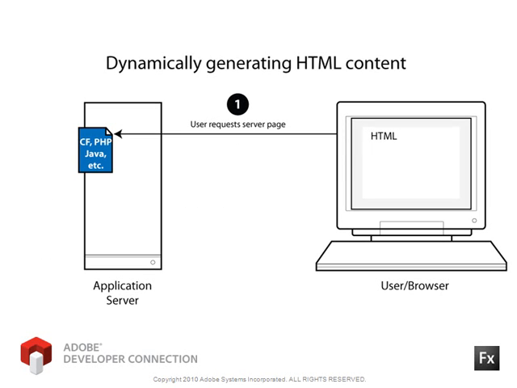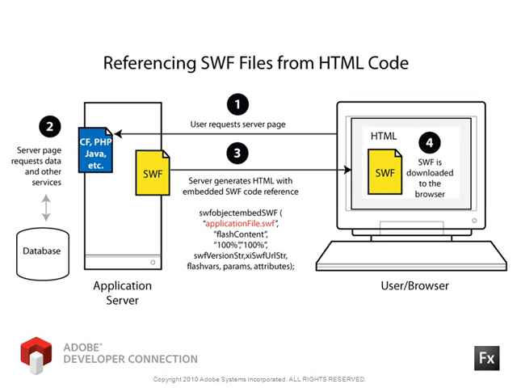The first two steps in the process are the same. The user requests a server page, which in turn requests data and other services. However, now when the server generates the HTML code, there is an embedded SWF file reference. When the HTML code gets to the browser, the browser requests that the SWF file be downloaded and rendered in the Flash Player. Note that the SWF file can be the entire application viewed in the browser, or it could be just a small widget that is part of a larger HTML page. Remember that HTML, JavaScript, CSS, and Flex are complementary technologies that can work seamlessly together.